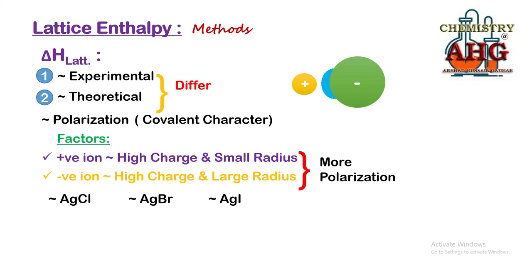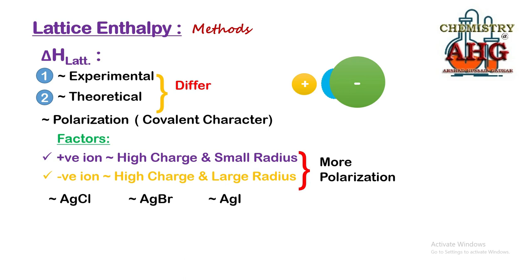In these three cases, we can ignore the positive ion because silver ion is the common ion. So the positive ion has no role to play in deciding the polarization. The negative ion will decide the polarization. Now, which negative ion can undergo maximum polarization? The one having high charge. But all these three negatively charged ions have identical charge: one negative, one negative, one negative. But if we compare the radius, you will have to look at the atomic number of these atoms. Chlorine is 17, bromine is 35, iodine is 53. So it means the iodide ion is the largest in radius.